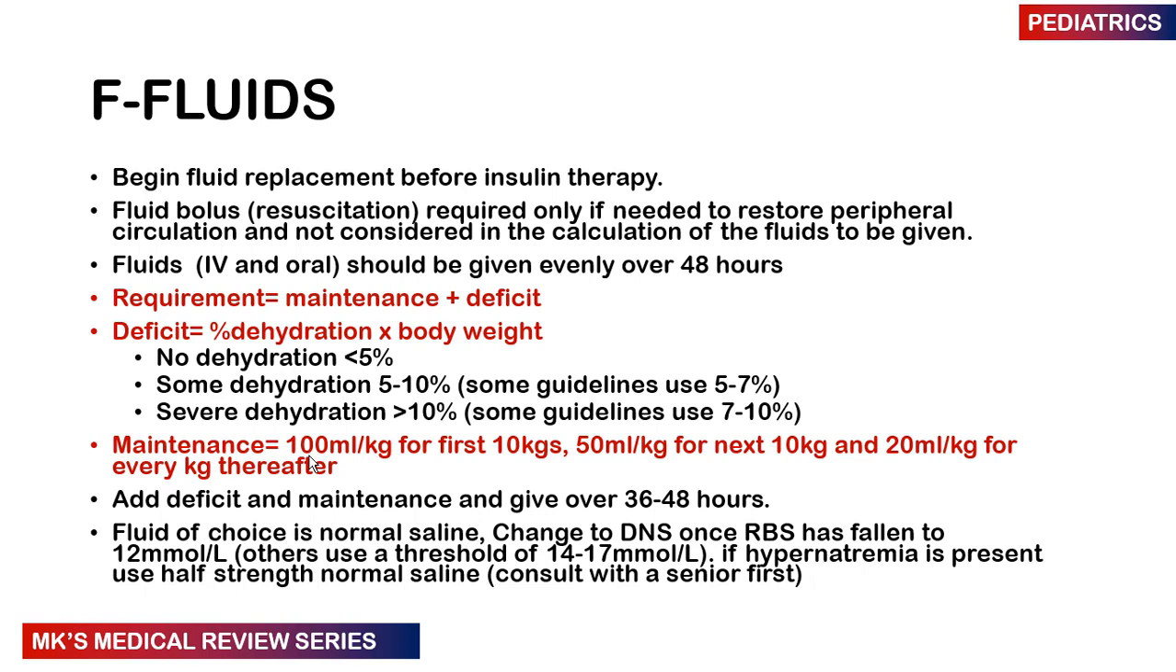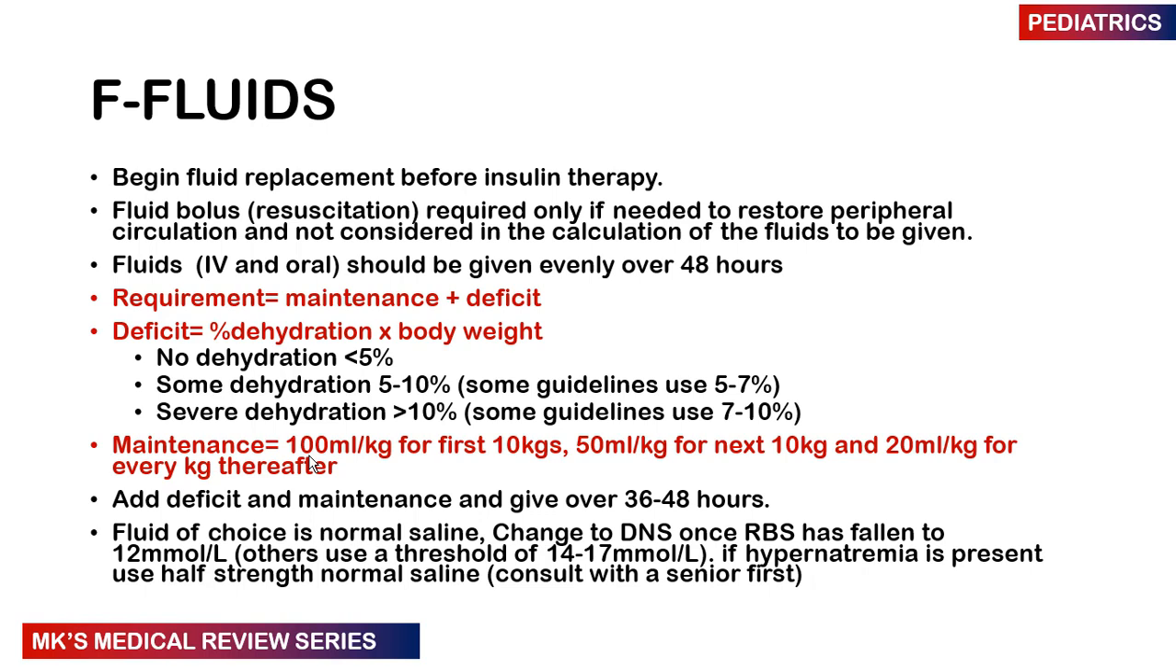Then, of course, the maintenance is calculated 100 mils per kg for the first 10 kg, 50 mils per kg for the next 10 kg, and 20 mils per kg for every kg after that. For example, if a child weighs 25 kilograms, you can split it into the first 10, the second 10 to give you 20, and the remainder will be 5. So 10 multiplied by 100 plus 50 multiplied by 10 plus 20 multiplied by 5. That's what I mean by 100 mils for the first 10 kg, 50 mils per kg for the next 10 kg, and 20 mils per kg for every kg thereafter. That's the maintenance. So you calculate your deficit, you add it to the maintenance.